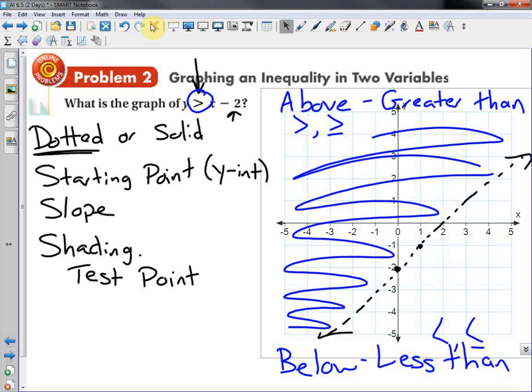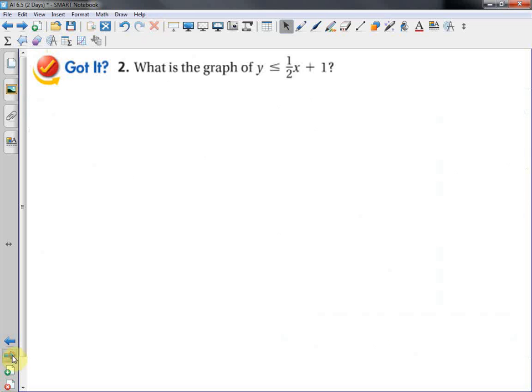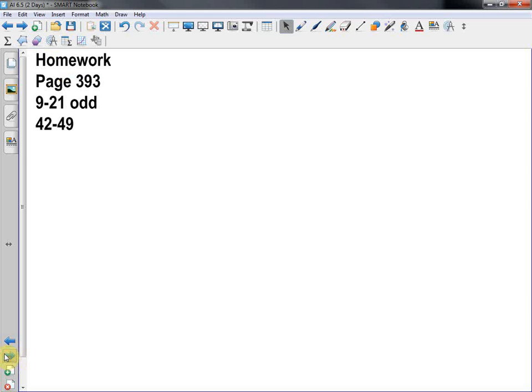Right. So now you guys know how to graph. Here's an example problem for you guys to do. And here's your homework. All right. Please have fun.